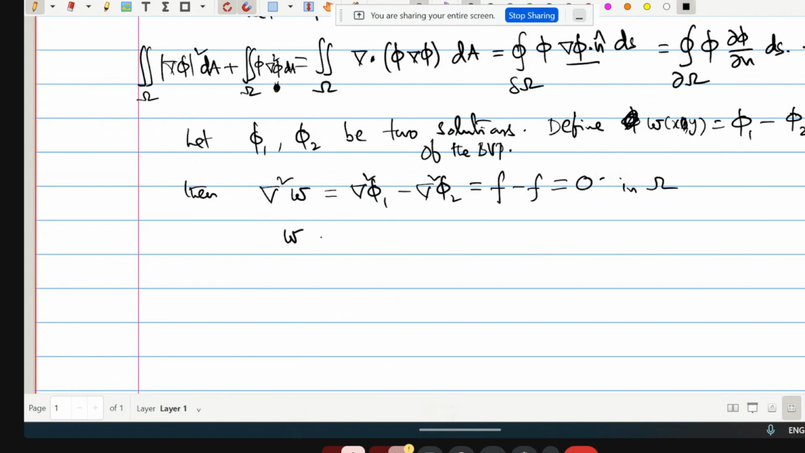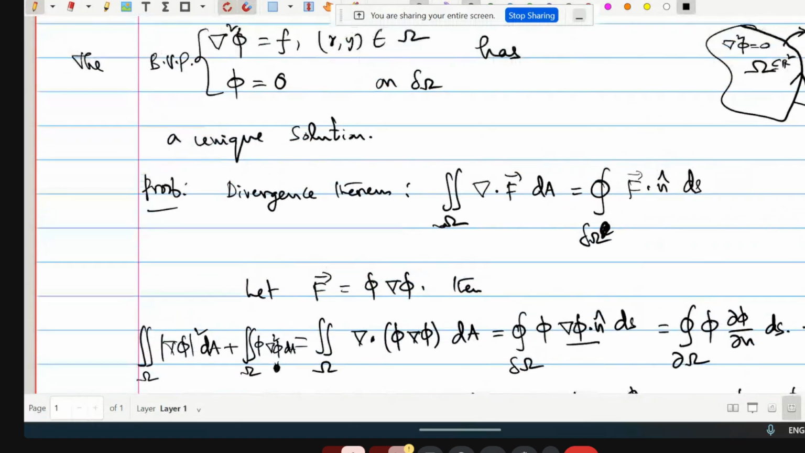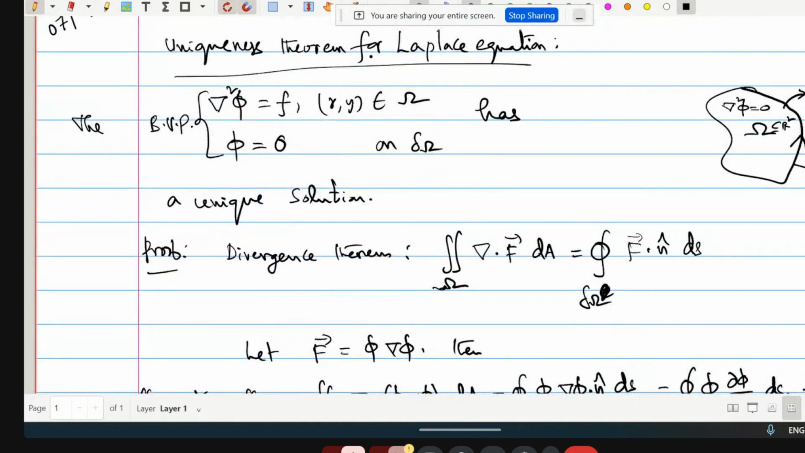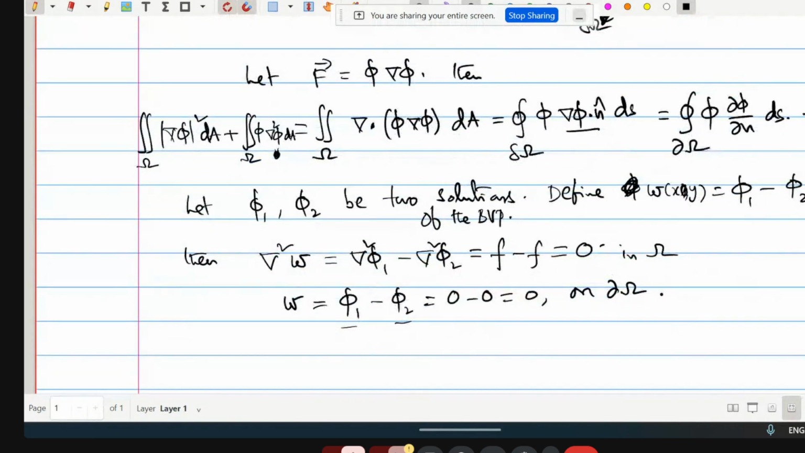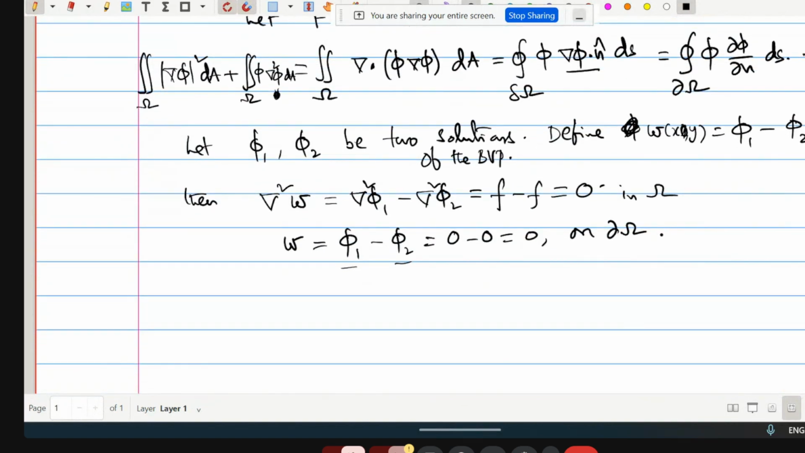So what happens on the boundary? w equal to phi1 minus phi2. This is 0 minus 0 is 0 on dou omega. On the boundary, phi1 is 0. On the boundary, phi2 is also 0, right? Because it satisfies the boundary condition of the boundary value problem. Okay? Any questions up to here? I can go ahead, right?